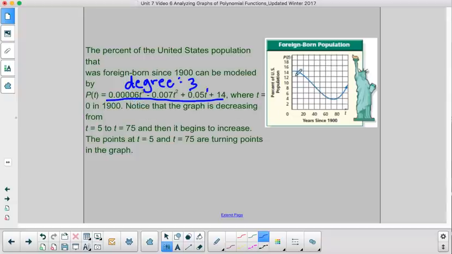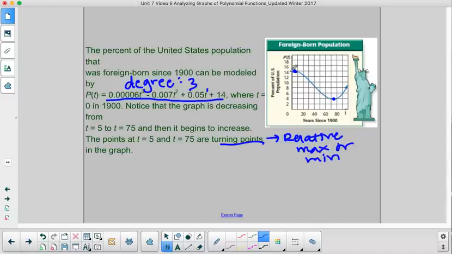It wants us to take note that the graph is decreasing from t equals 5, which is here, all the way to 75, and then it begins to increase. The points t equals 5 and 75 are what we call turning points. They're also called relative maxes and mins. Maximum, or it's a relative minimum.